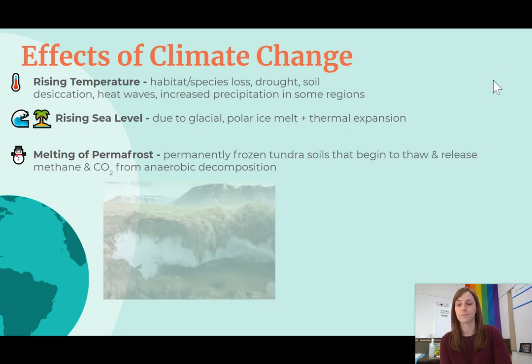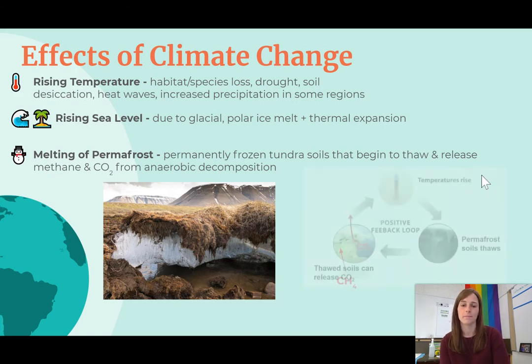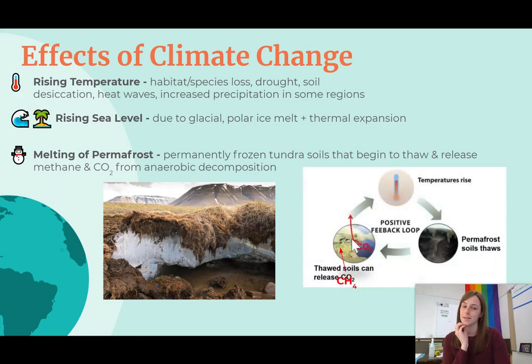So as we're seeing right here, this is an example of the melting permafrost, and all of this is decomposition that's going to be releasing these gases. And as I said, here's that positive feedback loop. As temperatures rise, more is going to thaw. As that happens, we're going to release more carbon dioxide and methane, which is going to cause temperatures to rise, which is going to cause this to continue.